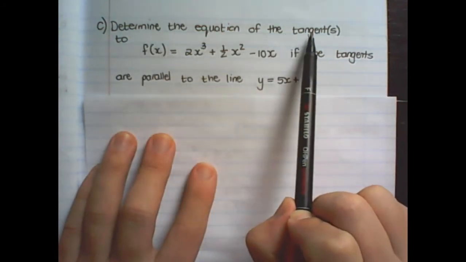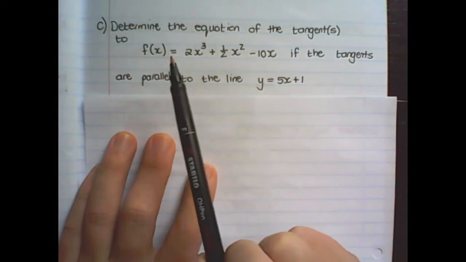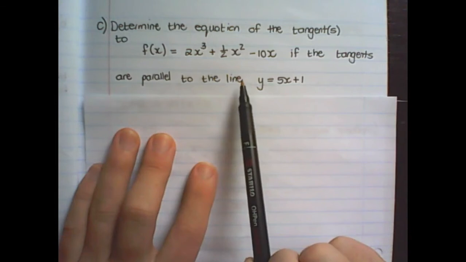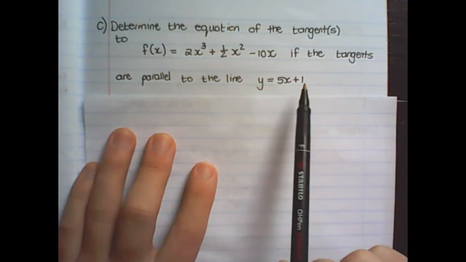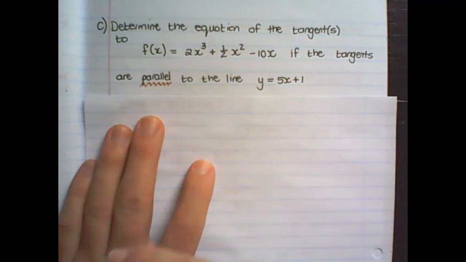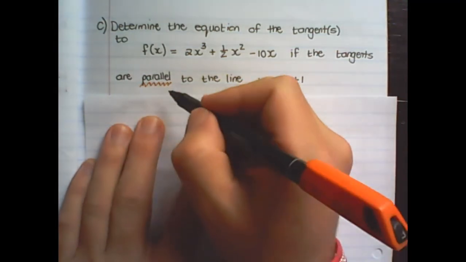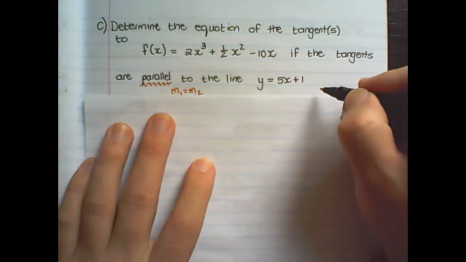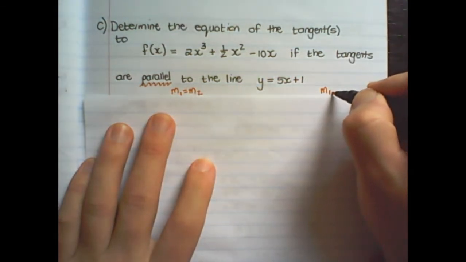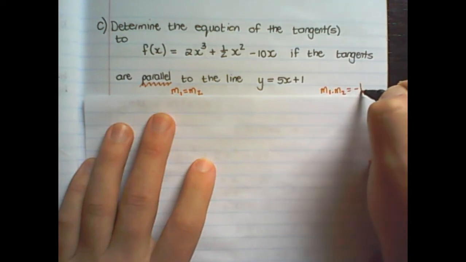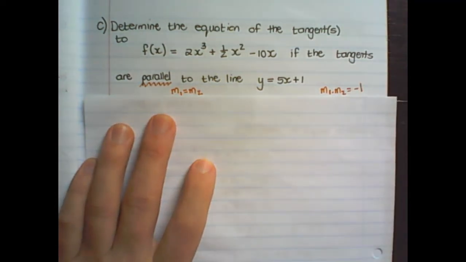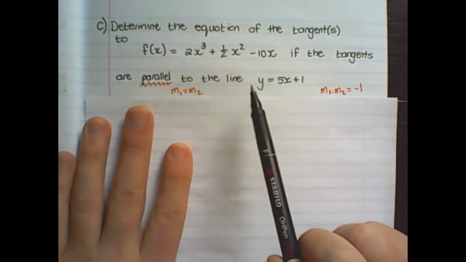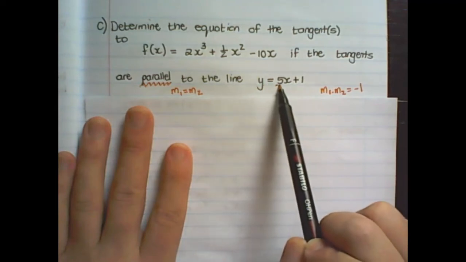Determine the equation of the tangent or tangents to f(x) if the tangents are parallel to the line y equals 5x plus 1. Now, if you remember from previous grades, when lines are parallel, their gradients are the same. And when lines are perpendicular, their gradients produce a product of negative 1. In order to determine the equation of the tangent or tangents, we need to use this gradient value.